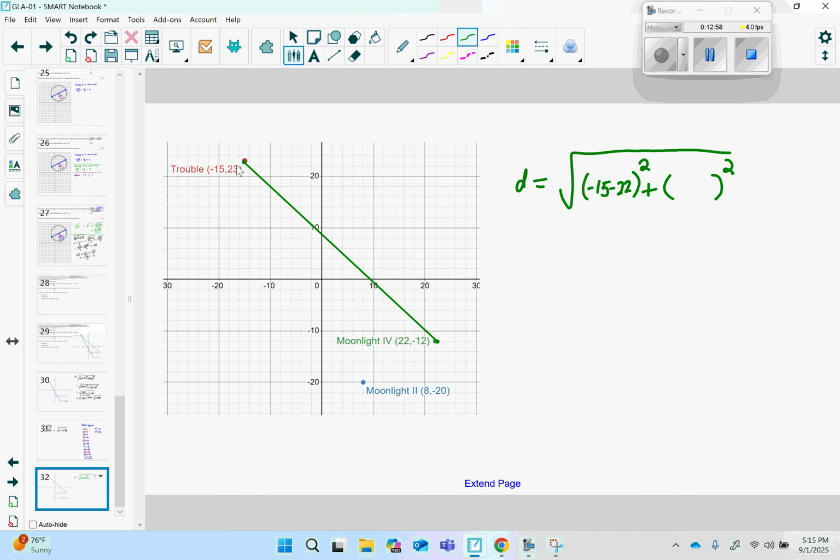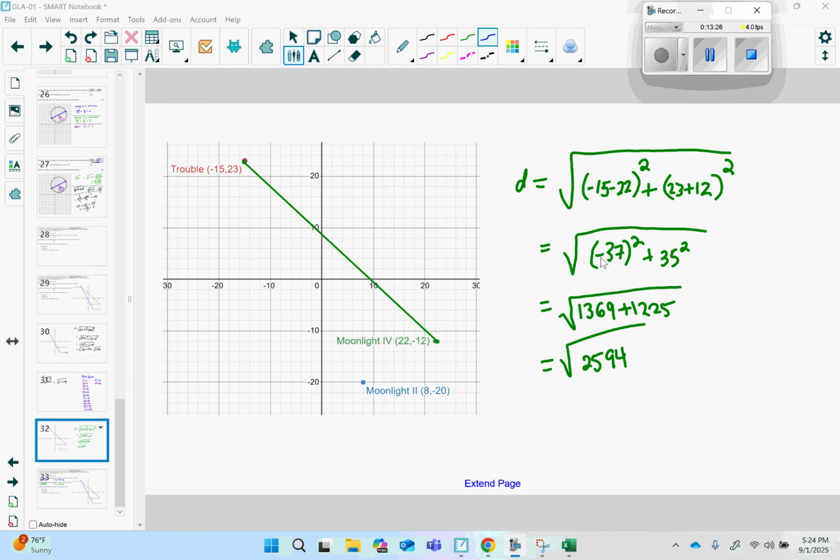Then my y value. So the y coordinate of the boat in trouble is 23. And now I'm going to subtract the y coordinate of Moonlight 4, which is -12. And that double negative there ends up making it a positive. And now I just need to simplify these, and I'll do that with my calculator and come back briefly. Okay, so I have -15 minus 22 is -37, and 23 plus 12 is 35.